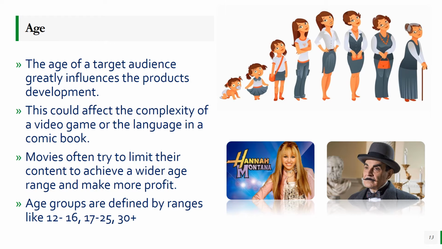Age groups are usually defined in ranges, so things like 12 to 16, 17 to 25, 30 plus, maybe under fives, things like that. Obviously, this is going to make a big difference. If you look at two examples here, you've got Hannah Montana, which is aimed at kind of 13-year-olds, maybe 10 to 13, whereas something like Poirot is aimed at a lot older, so over 30s, maybe even over 40s.